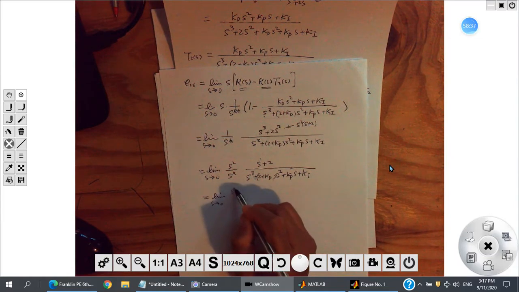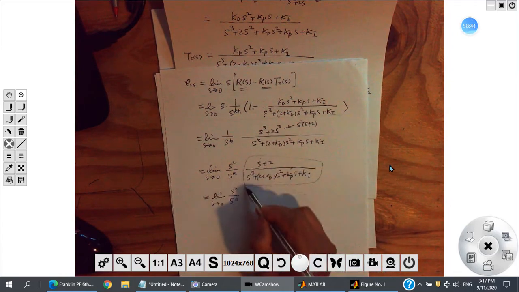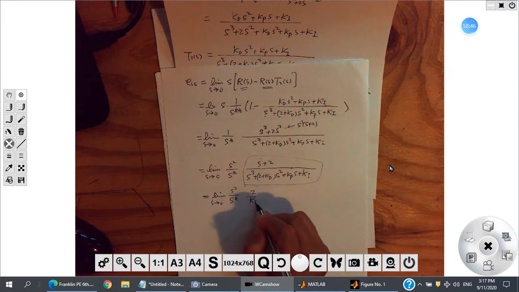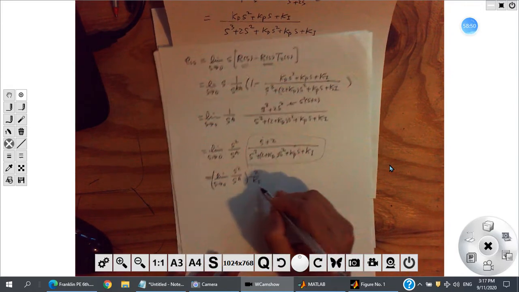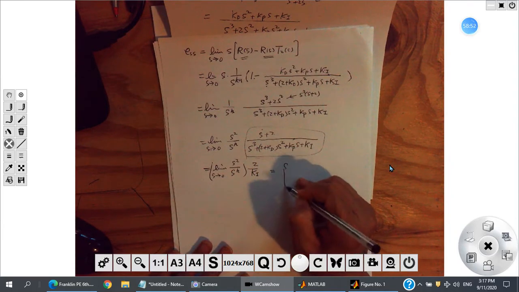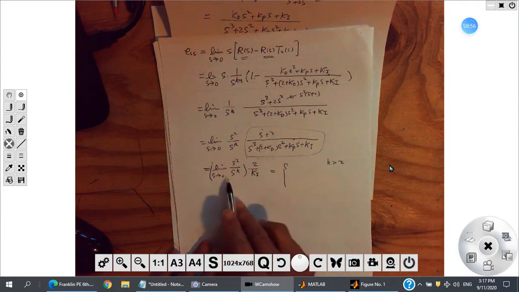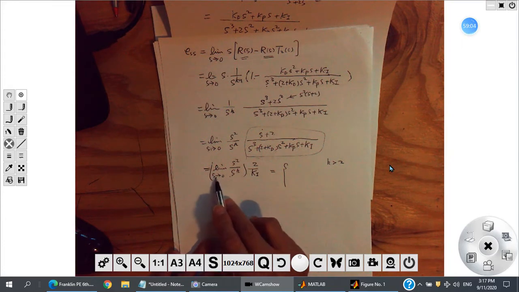S squared over S, I keep it. And this part, S tends to 0. This is just 2 over KI. Right? 2 over KI. Alright, we have 3 cases. K larger than 2. Now after you cancel 2, you still have some S in the denominator, and the denominator tends to 0. So this is infinite.